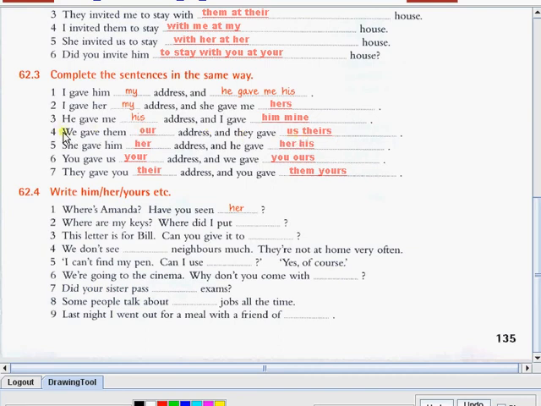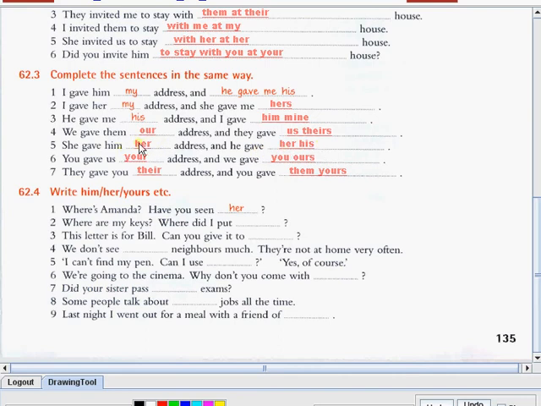4, we gave them our address and they gave us theirs. So this is the subject, we gave them our address. So this is the possessive adjective our, and it modifies the noun address, our address. And they gave us. So again, us refers to the word we, or the subject we. And theirs is the possessive pronoun for their address. And they gave us their address. They gave us theirs.